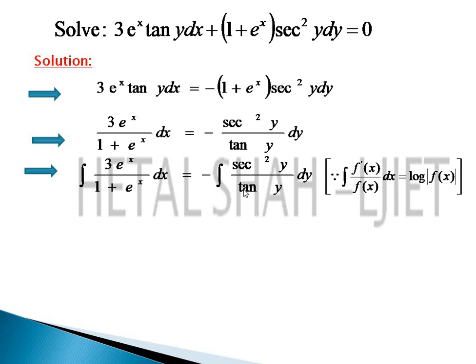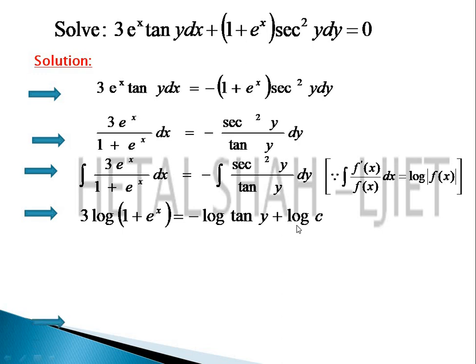Similarly, our function in the denominator is tan y, and in the numerator the derivative of tan y is sec^2 y. So the integration of sec^2 y upon tan y, with the minus sign, is minus log of the denominator, that is tan y. So we write 3 log(1 + e^x) minus log tan y plus constant. Here in both terms we have log, so we take our constant in the form of log, that is log c.